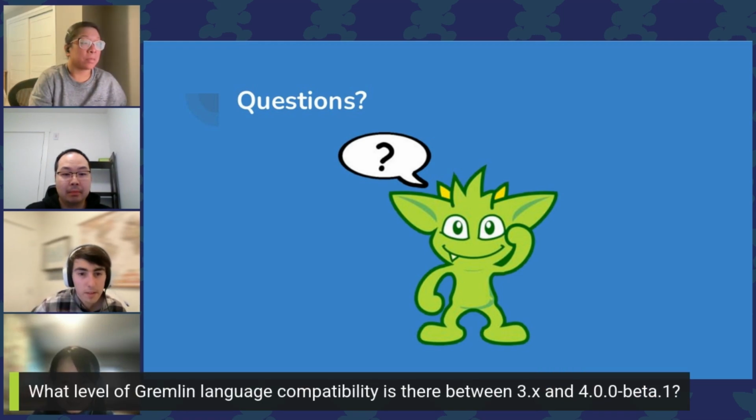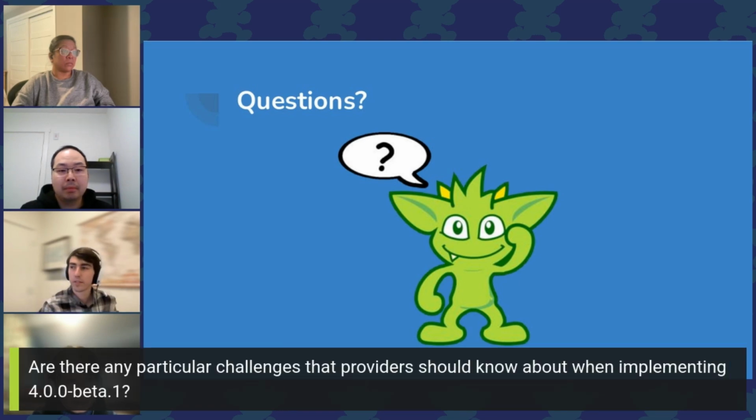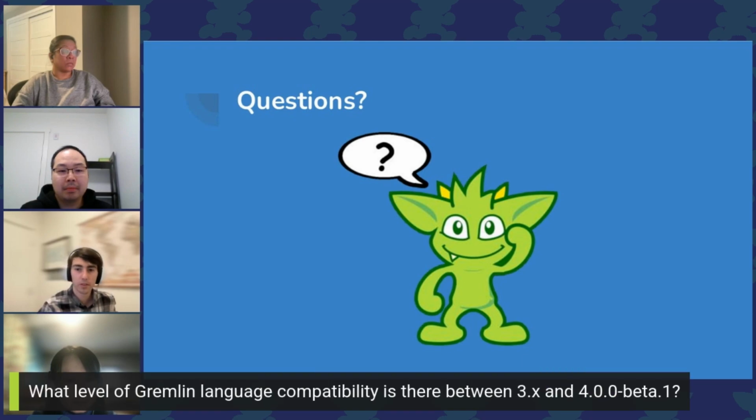Yeah, what level of Gremlin language compatibility is there between 3.x and the 4 beta? I'll take it from the context of running a Gremlin script, because obviously bytecode is gone now. So in terms of just running a script, there's quite a bit of compatibility. There's not a lot of changes to any of the step implementations themselves. Someone can jump in if you remember any steps that have changed here, but the general goal is that most of the Gremlin should execute the same as it would in TinkerPop 3.